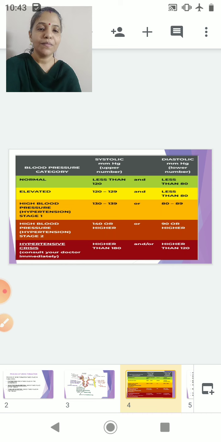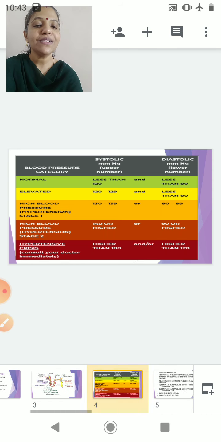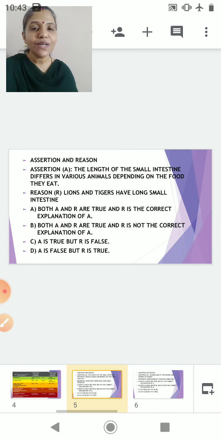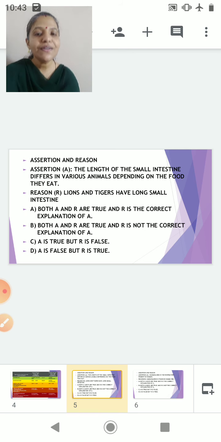Okay. So students, now let's try some assertion and reason today. Now for the assertion and reason today, here I have an assertion. The length of the small intestine differs in various animals depending upon the food they eat. What is assertion? It is a statement, correct? So the statement appears to be correct, no? The length of the small intestine differs in various animals depending upon the food they eat.